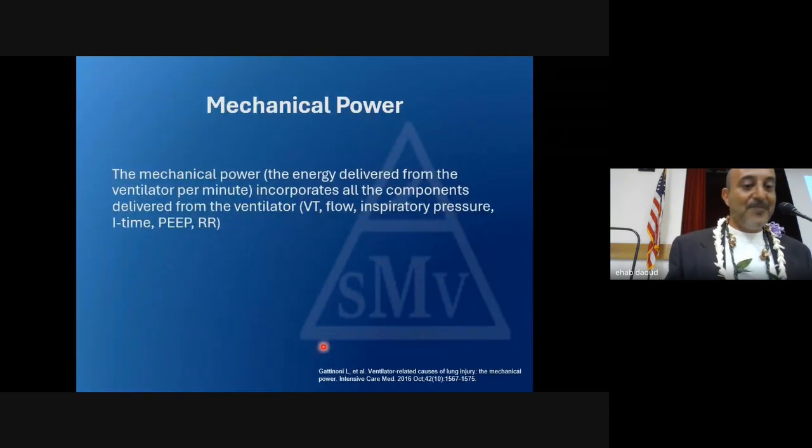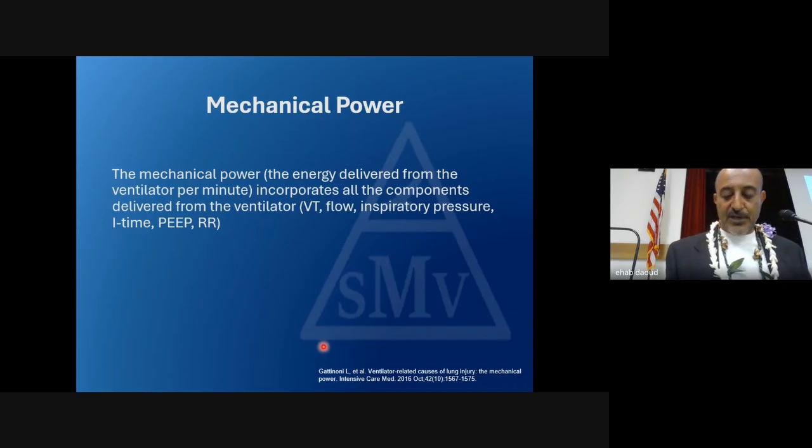So anyway, what is mechanical power? Mechanical power is basically the energy delivered from the ventilator to the patient's lung, and it incorporates all the components that cause lung injury: tidal volume, flow, inspiratory pressure, inspiratory time, the PEEP, and the respiratory rate.